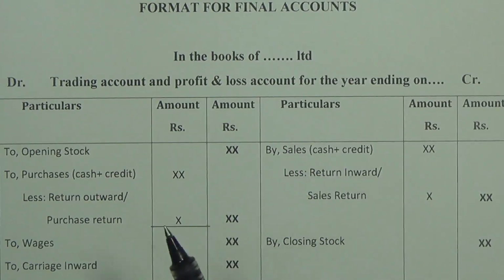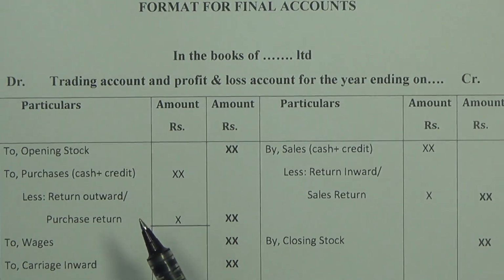It's very important to remember that on the debit side of your final accounts, all expenses are to be noted, and on your credit side, all incomes are supposed to be noted.